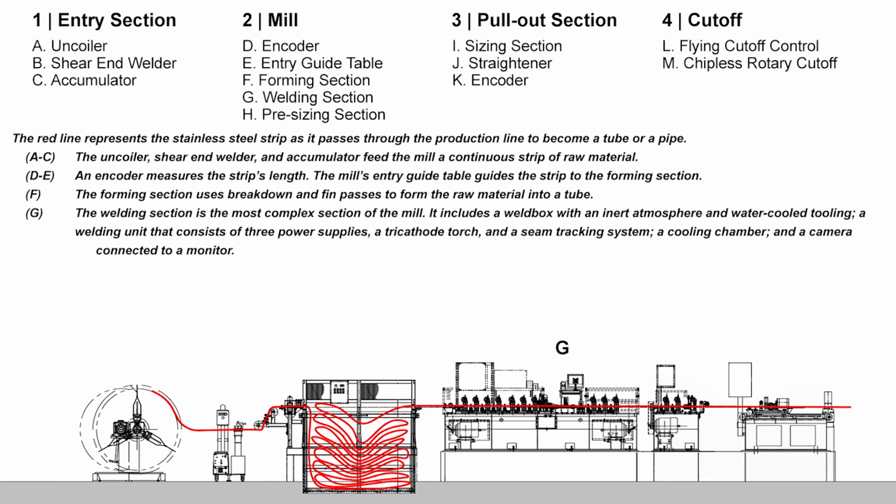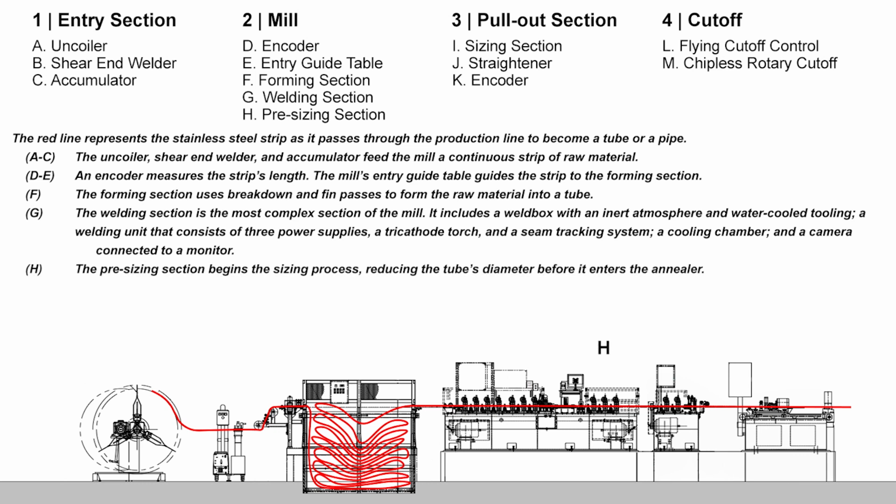Following that is the welding section. This section has the weld box, which provides an inert atmosphere and is equipped with water-cooled tooling, a welding unit that consists of 3 power supplies, a tricathode torch, and a seam tracking system, a cooling chamber, and a camera.